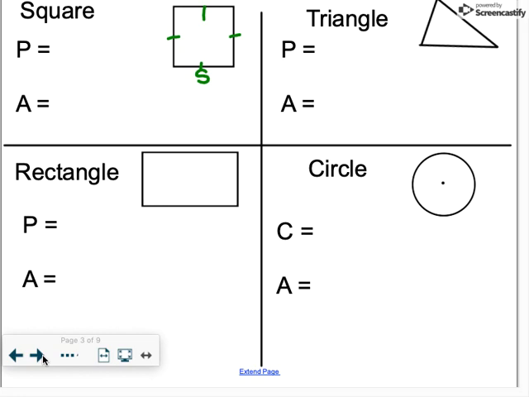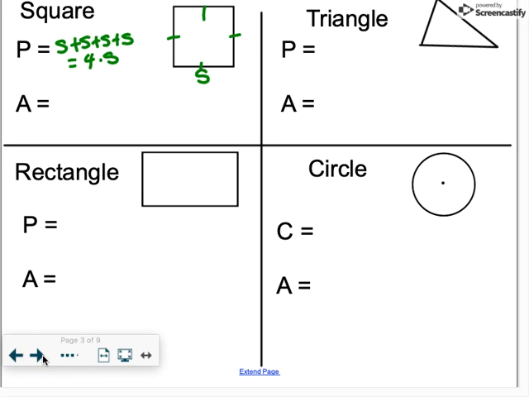So we know all 4 sides are the same. So when we're dealing with perimeter, the sum of our 4 side lengths, we have 2 ways to write this. You can think of it this way. It's just S plus S plus S plus S. Or you can rewrite that as 4 times S.